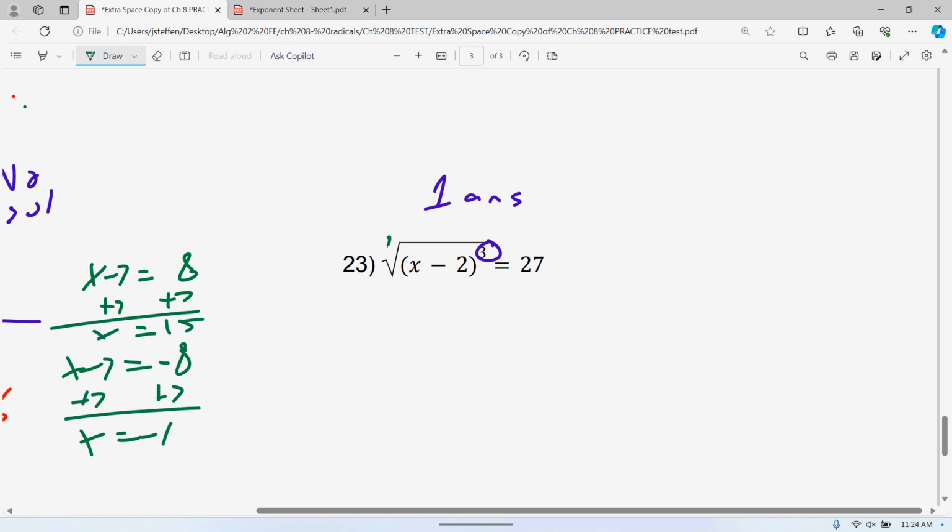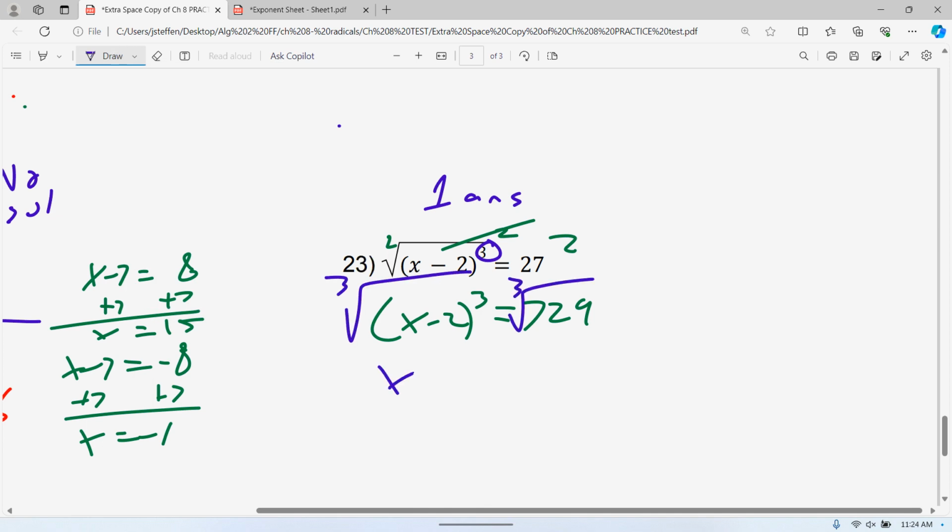This you'll get one answer. So to cancel out this radical, I square it. You get x minus 2 to the third is equal to 27 squared, which is 729. Take the third root of both sides. You get x minus 2 is equal to the third root of 729, which is just 9. Then from here you add 2 to both sides. You end up getting x is equal to 11.